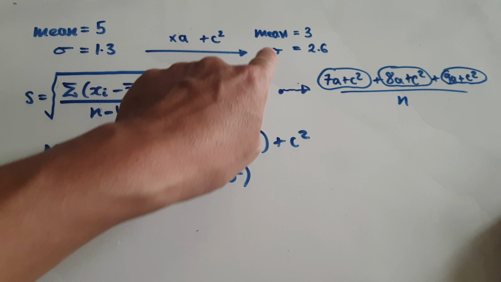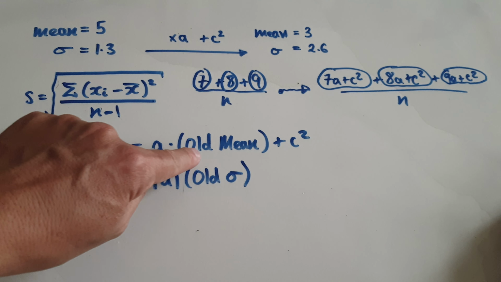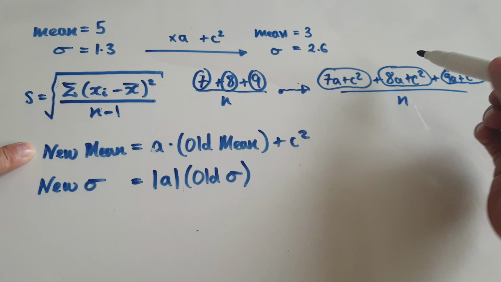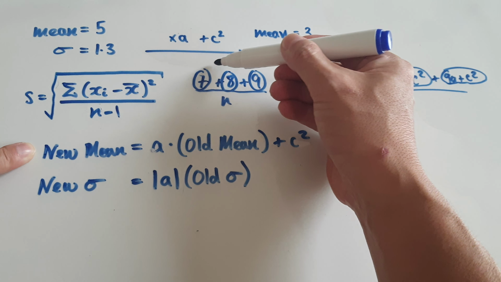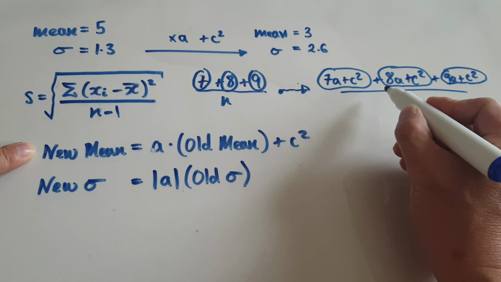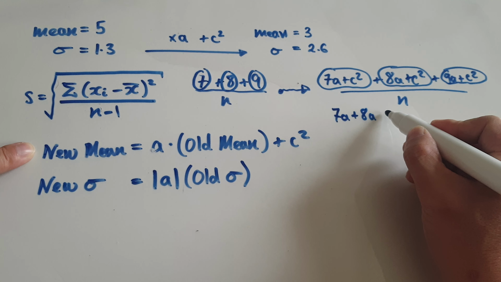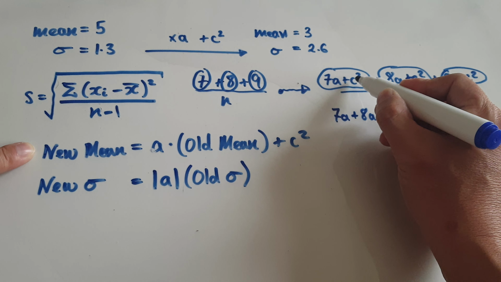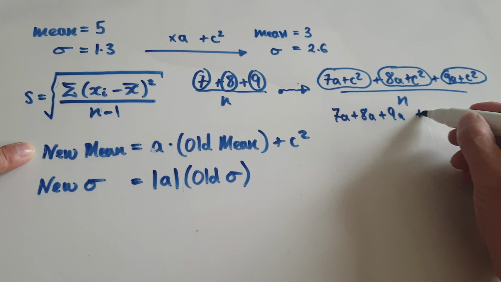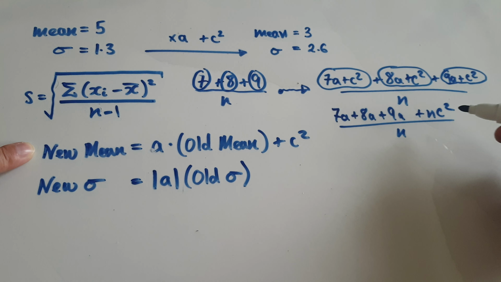So when you apply this transformation, you're supposed to know that the new mean is a times the old mean plus c squared. And let's try and understand why this is the case. Because when you look, this is your new mean now. This was your old mean. So let's try and understand where this comes from. If you look at this here, this would be 7a plus 8a plus 9a, and then you've got n lots of c squared, so plus n c squared, divided by n. In our case, n is 3 for simplicity.